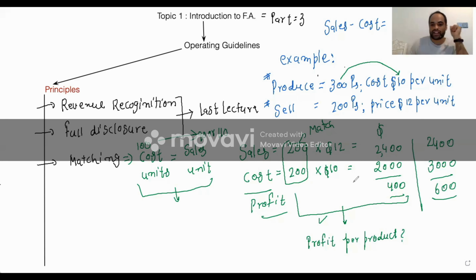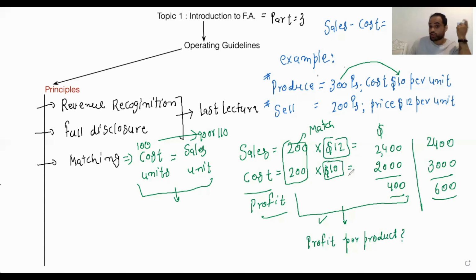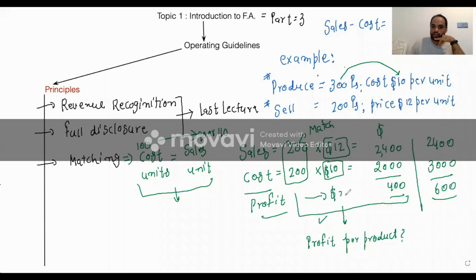How much is the profit? Sales per unit is 12. Cost per unit is 10. So how much is the profit per unit? Profit per unit is 2. That's right. So that's why 2 multiplied by 200 is 400.